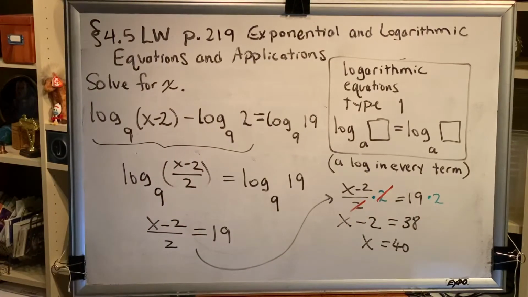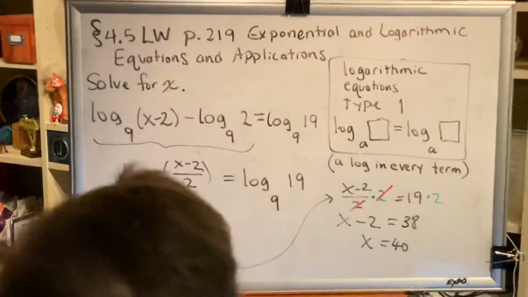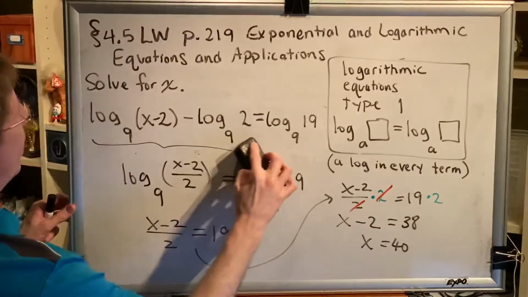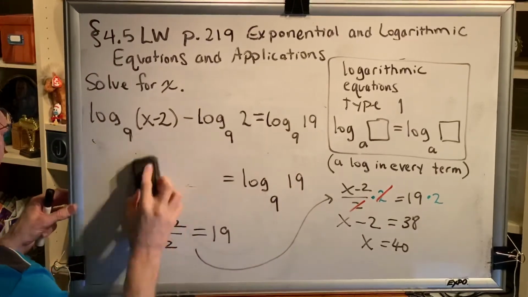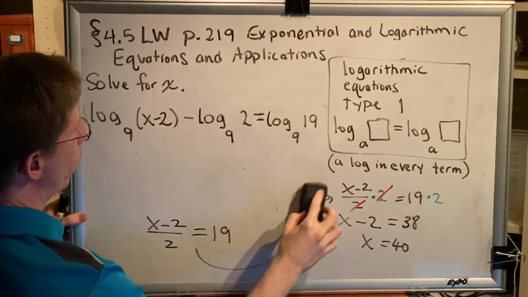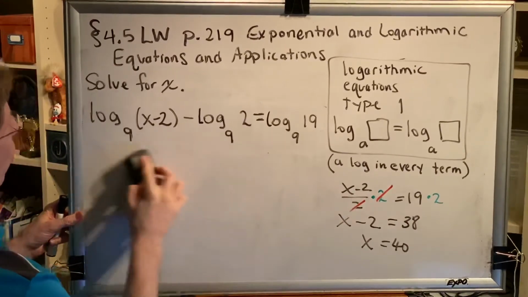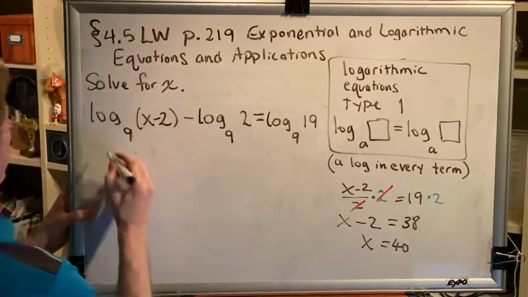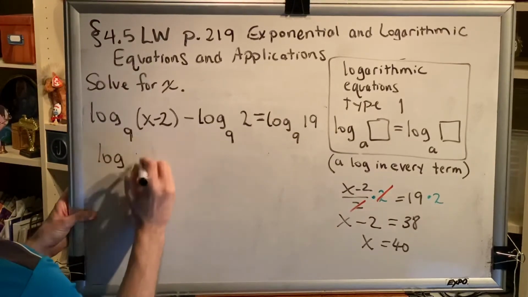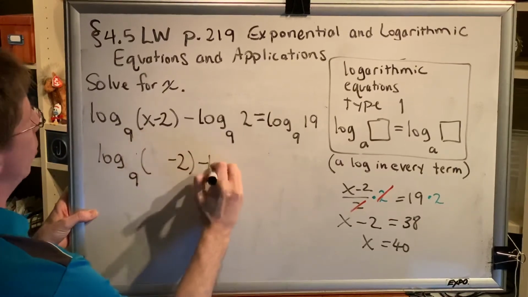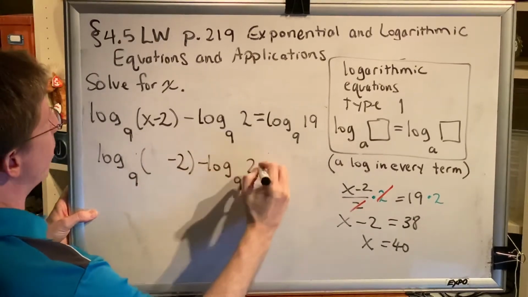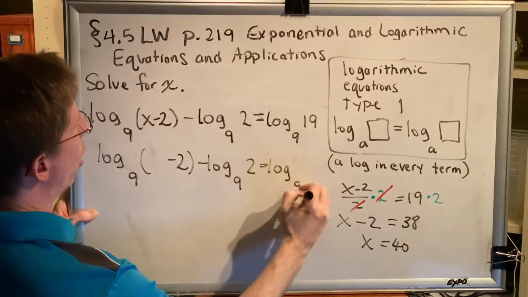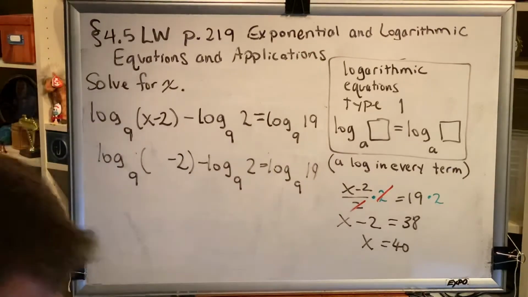Now, this might be the answer, or it might not. I have to check it. And the way I check it is by going all the way back to the beginning and replacing all of the variables that I see with numbers. Well, the only variable in this problem is x, and it says 40, so I get log base 9 of 40 minus 2 minus log base 9 of 2 equals log base 9 of 19.